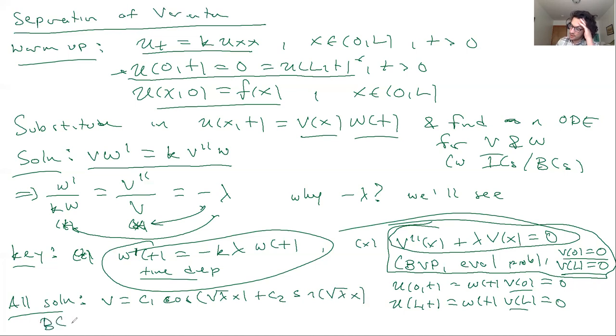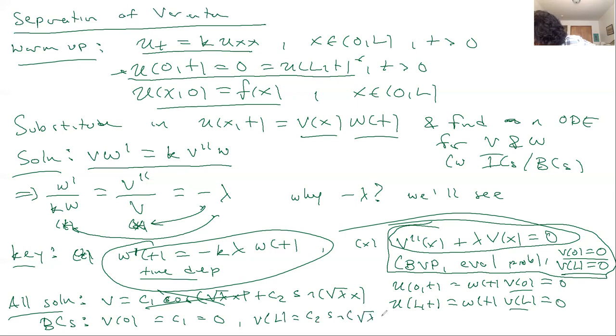But then the boundary conditions tell me that V of 0, which is equal to C1, equals 0. So this part goes away. And then V of L is equal to C2 sine of square root of lambda L is equal to 0, which can only be the case if lambda n is equal to (n pi over L) quantity squared, okay?